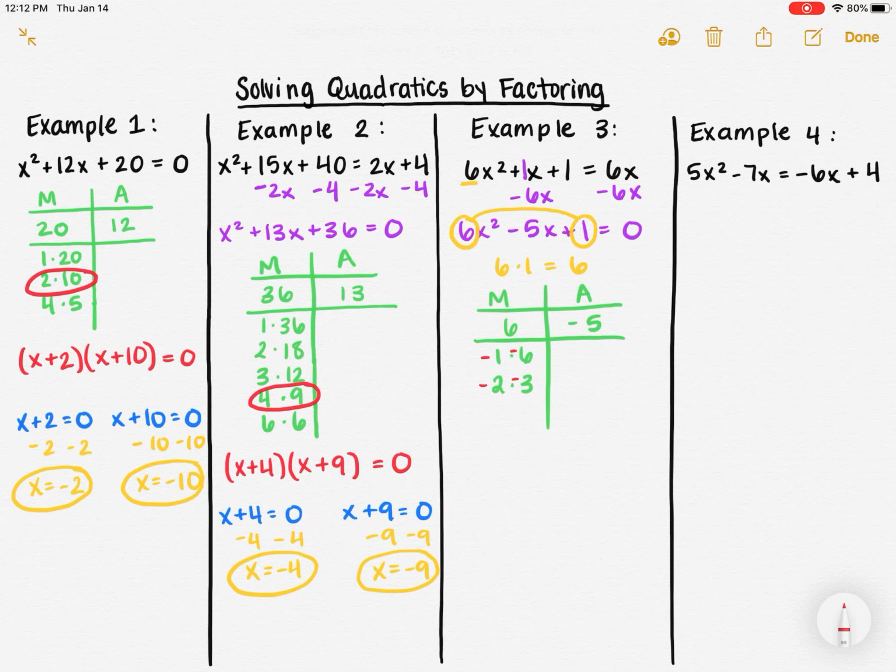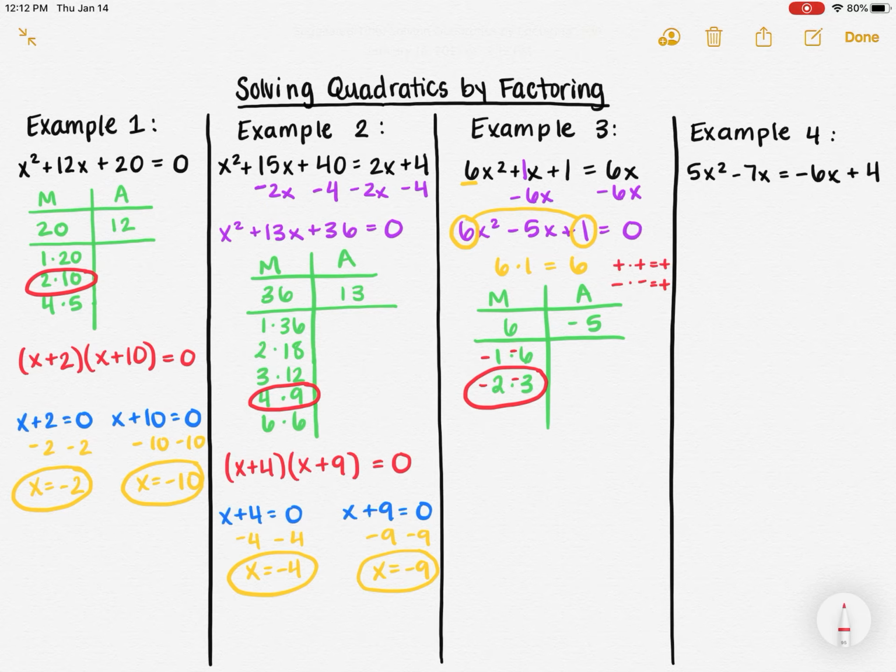When we're multiplying to a positive, remember, we can either do positive times positive is a positive, or a negative times a negative is a positive. And since we're adding to a negative, we need to choose the negative and negative option. So which of these would add to negative 5? Well, negative 1 and negative 6 would add to negative 7. Negative 2 and negative 3 would add to negative 5. So that's going to be the numbers I choose.